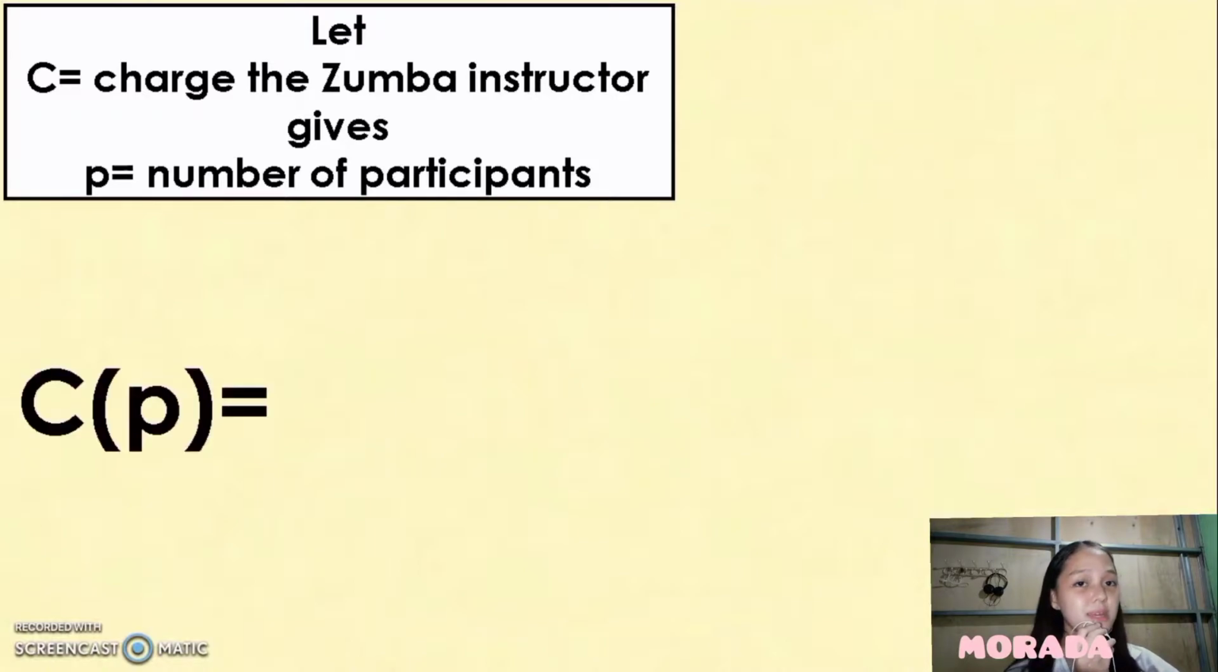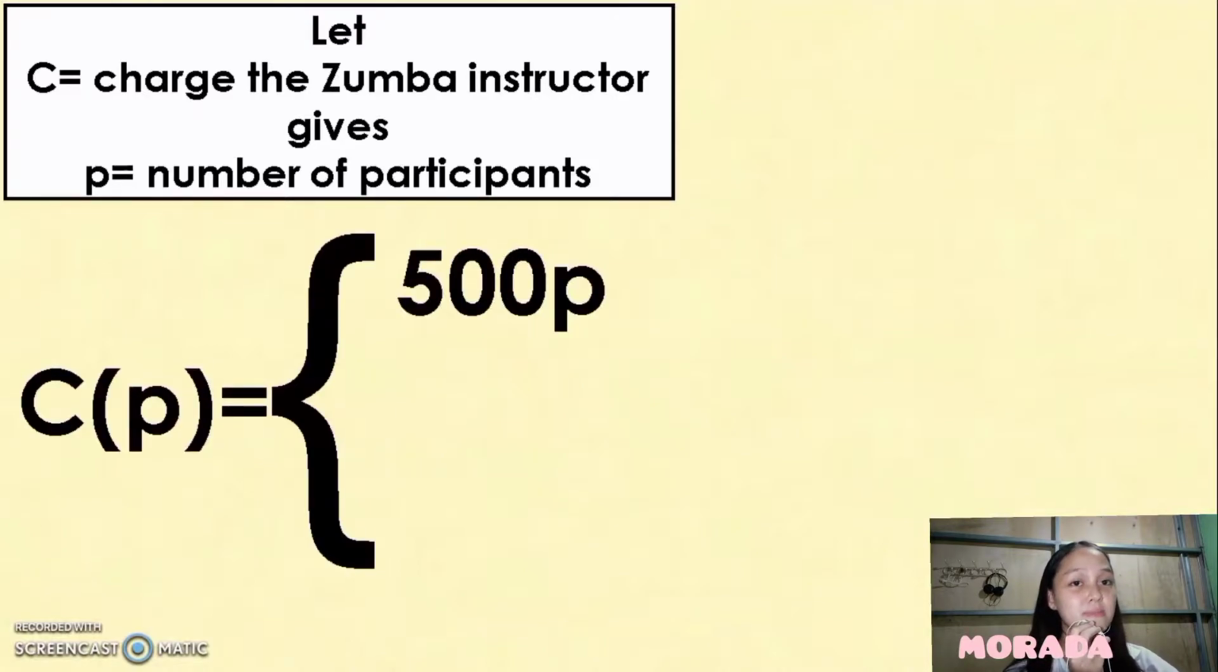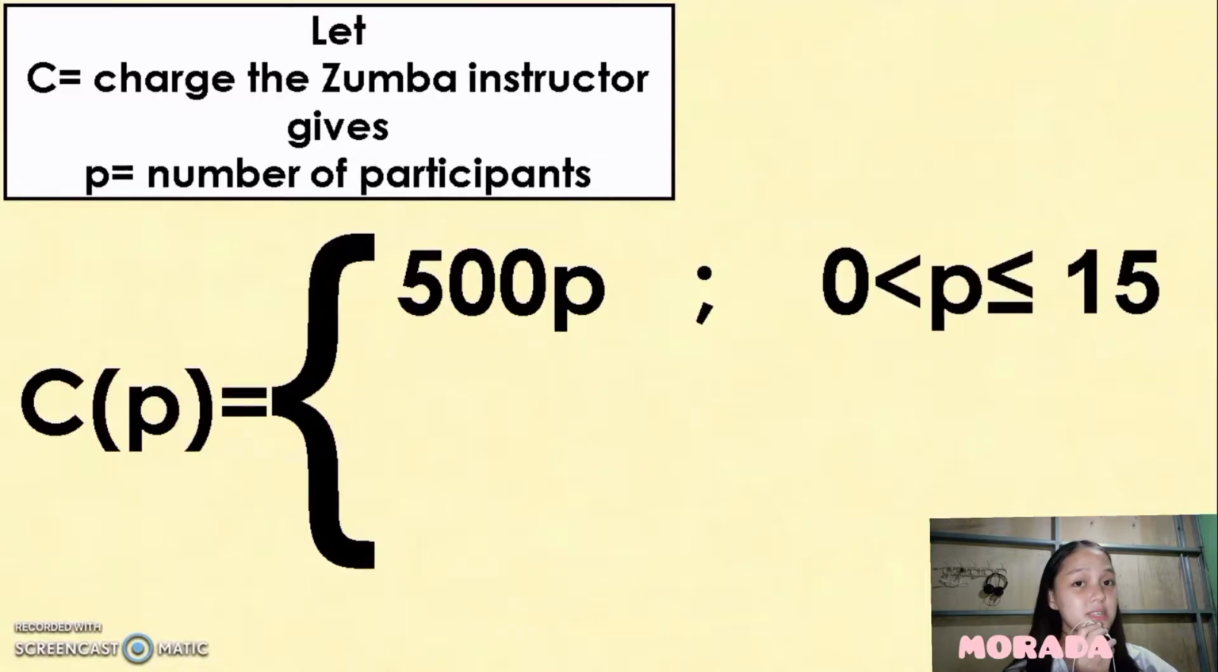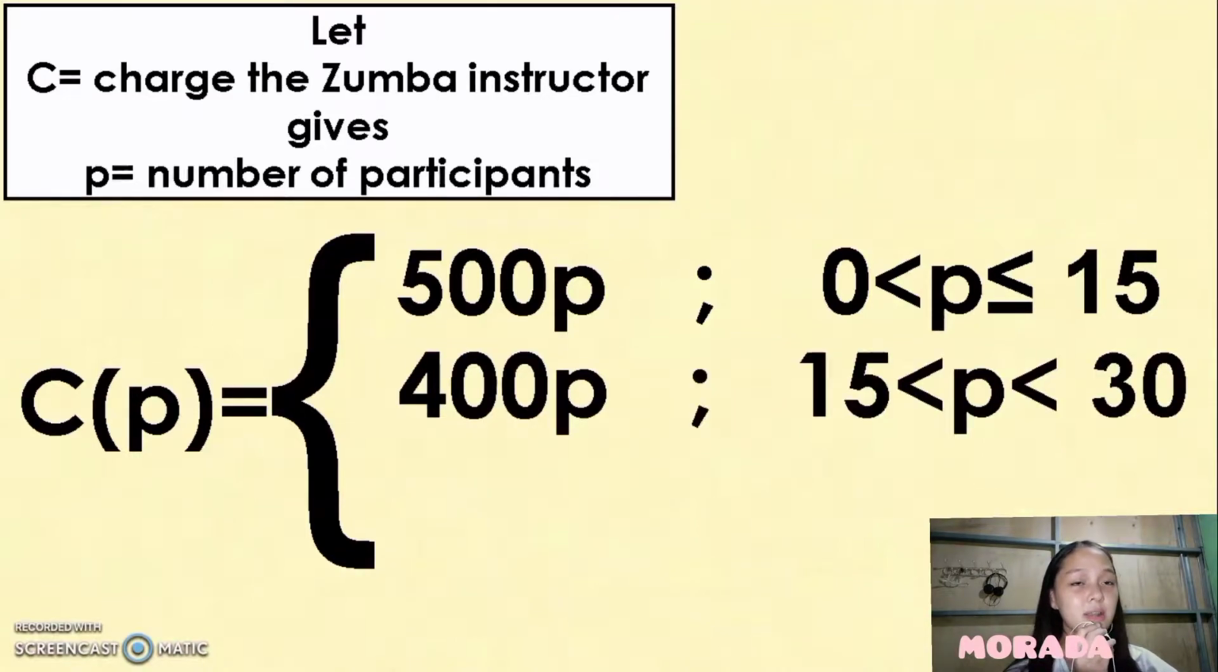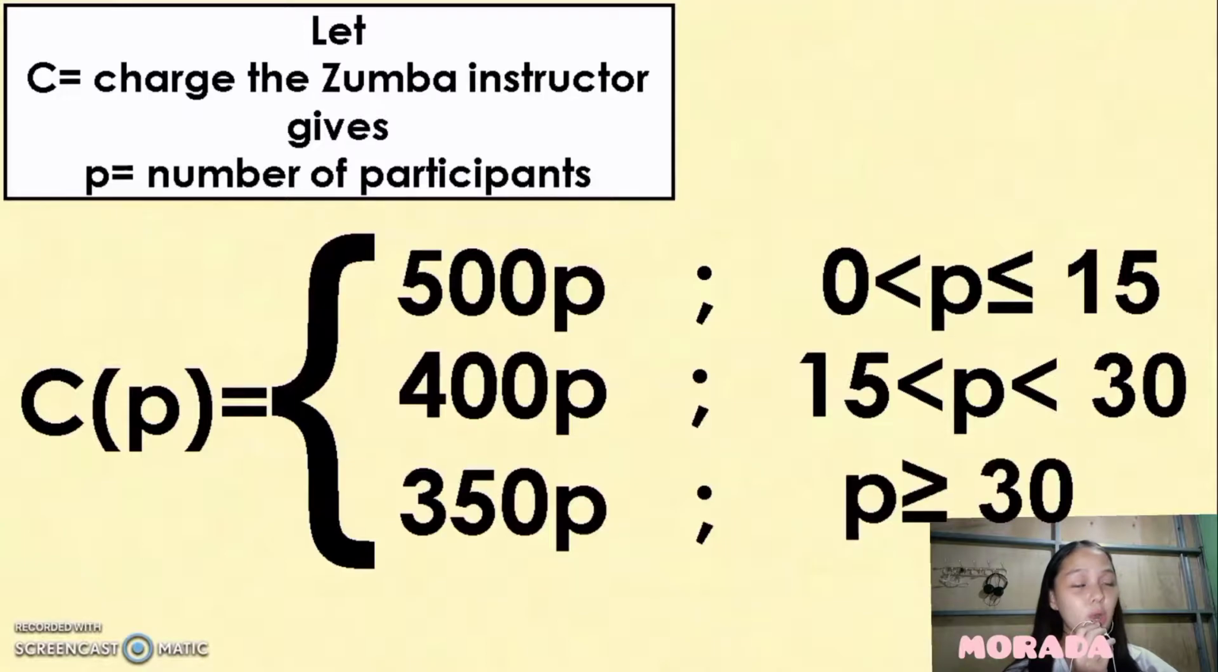So C of P is equal to 500 times P if P is greater than 0 but less than or equal to 15. And C of P is equal to 400 times P if P is greater than 15 but less than 30. C of P is equal to 350 times P if P is greater than or equal to 30.